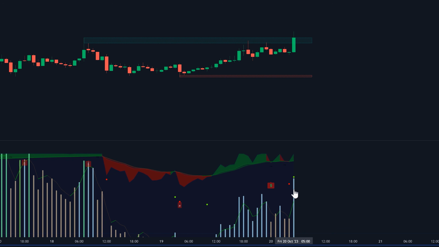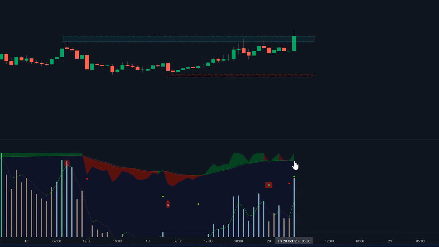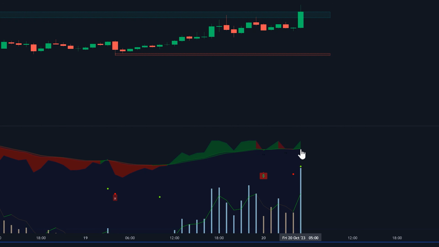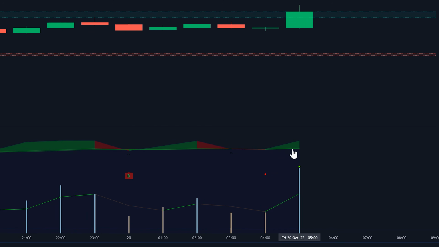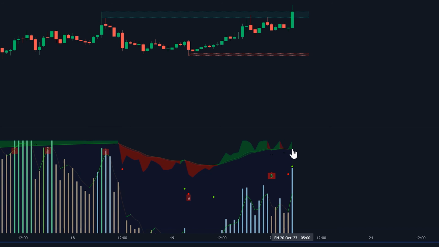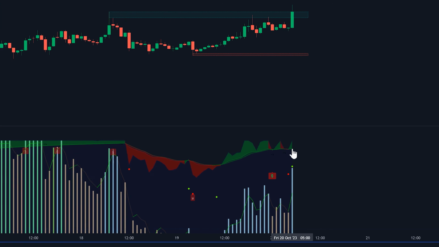Lastly, we need to ensure that the market has strong enough bullish momentum to push the price in the direction of our trade. For that, we just take a look at the hot money plot of this indicator. We basically need this plot to be colored green because that would indicate that there is sufficient bullish momentum in the market to push the price up. And as you can see, that condition was also met.